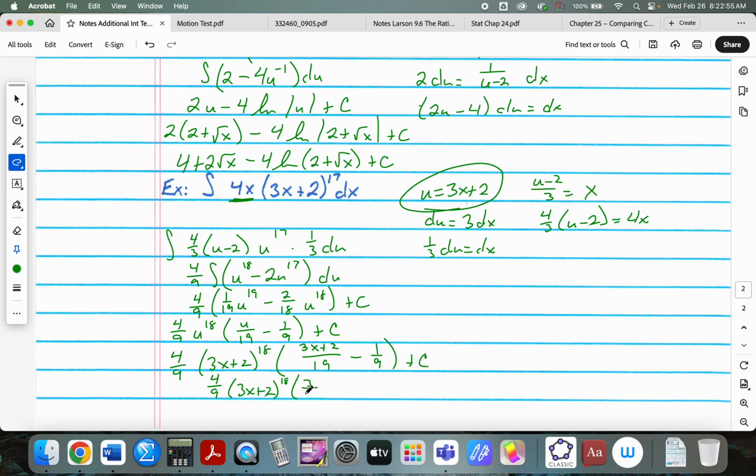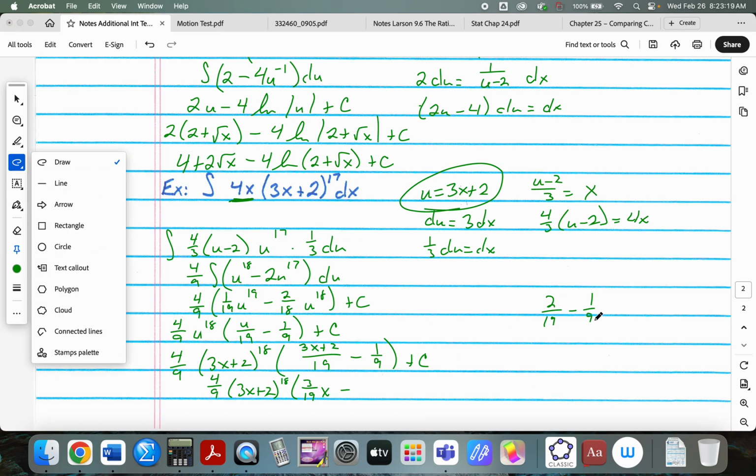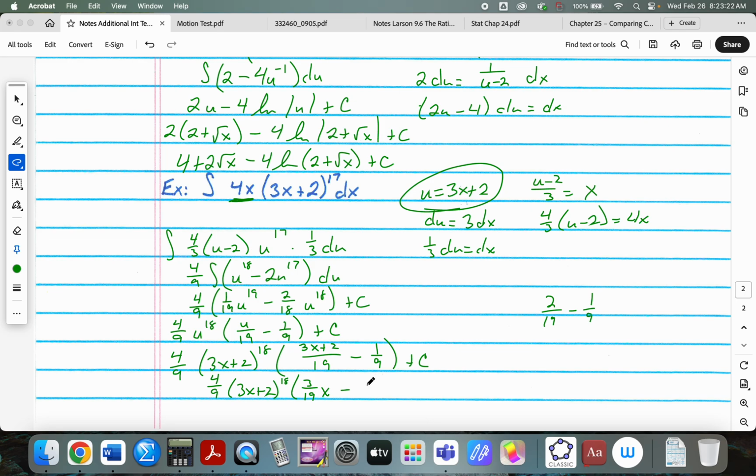So this will be 3/19 x. I've got 2/19 minus 1/9 is negative 1. Oh, wait a minute. No, that's 18 minus 19. Sorry, my fault. That'll be 18 minus 19 is negative 37 over 171 plus c.